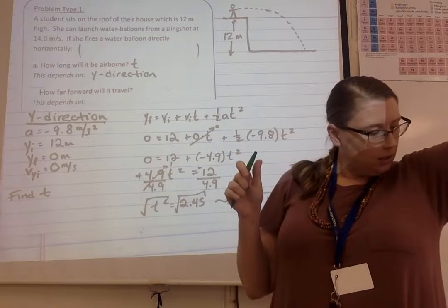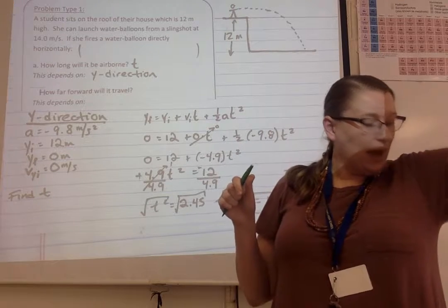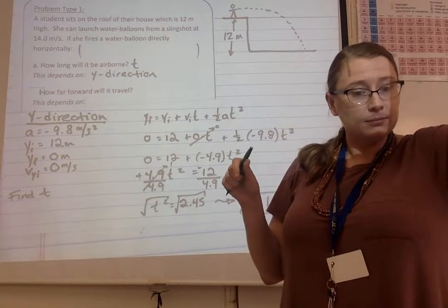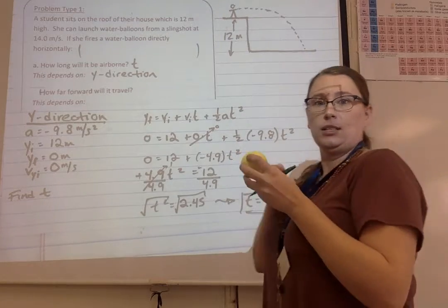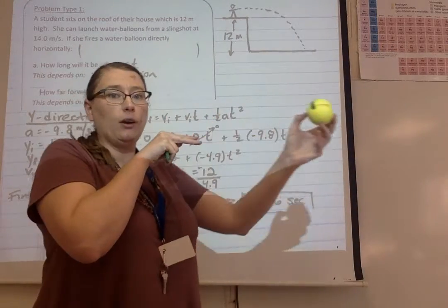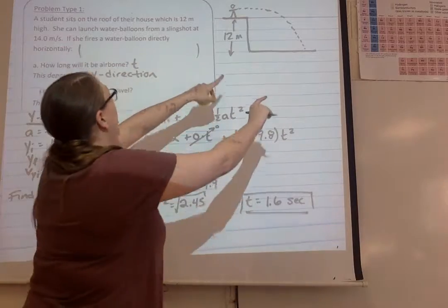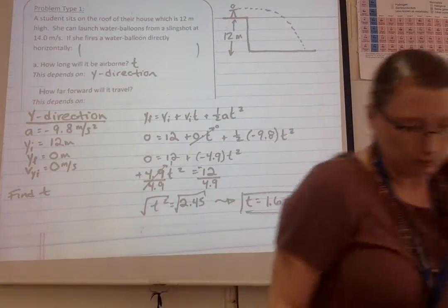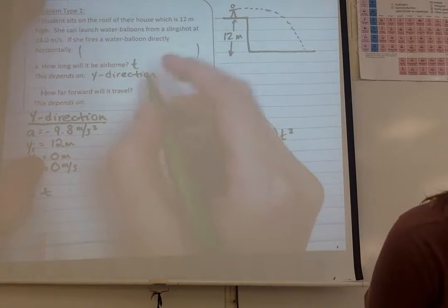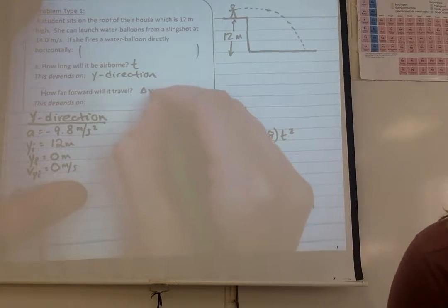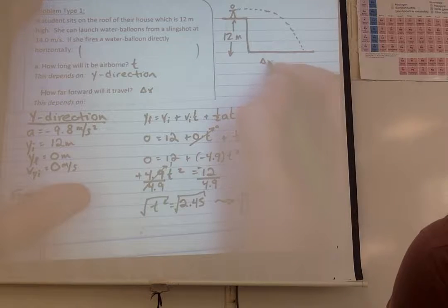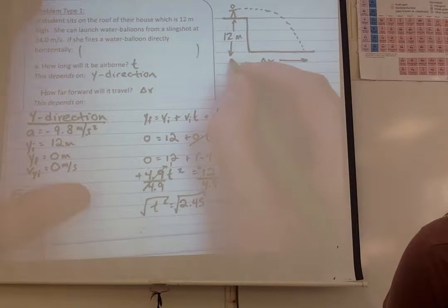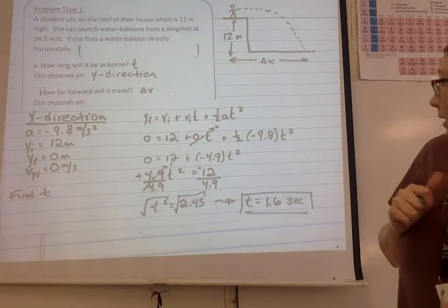Now part B says how far forward. So she's shooting it. Oh, she's going this way in the picture. How far forward will it travel? So how far, delta x, will it go? So we're asking really about delta x. That's from where she launched it to where it hits the ground.